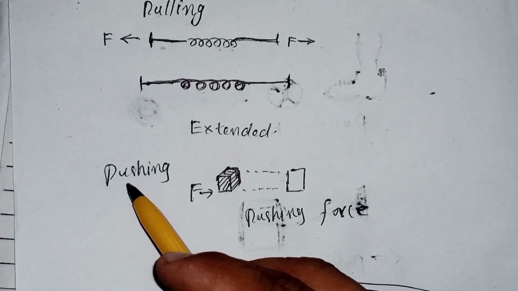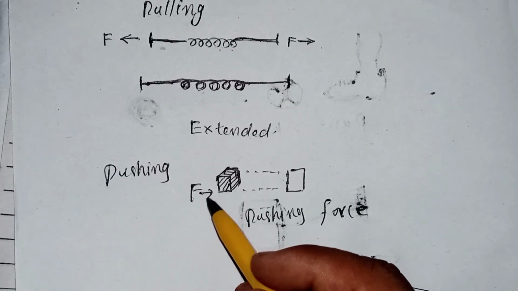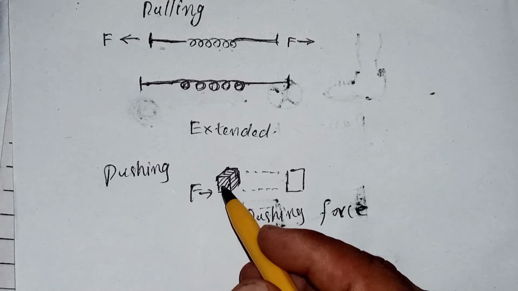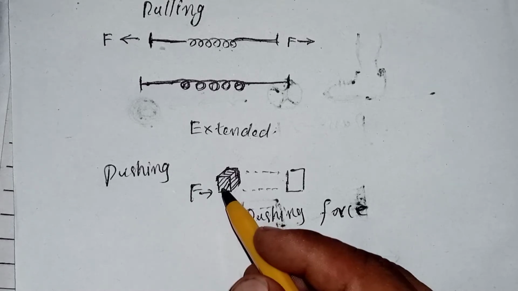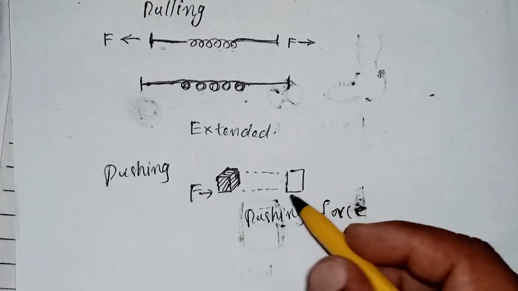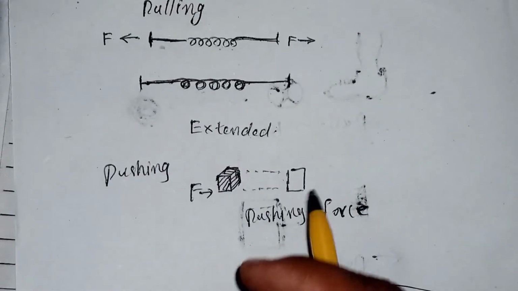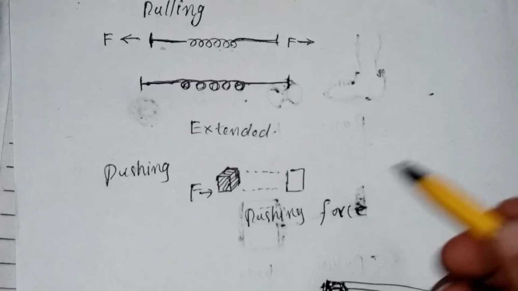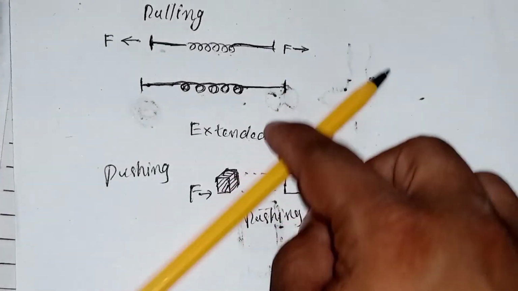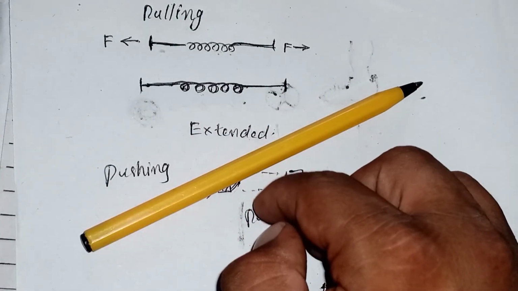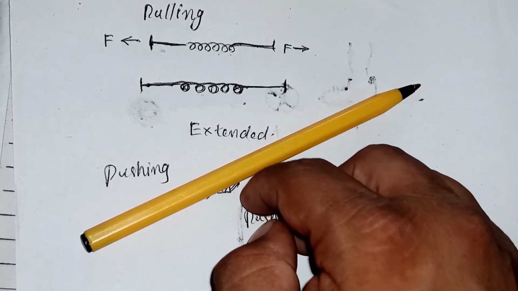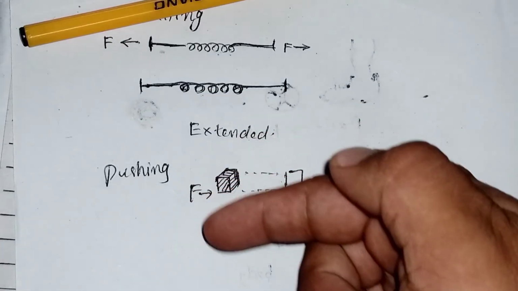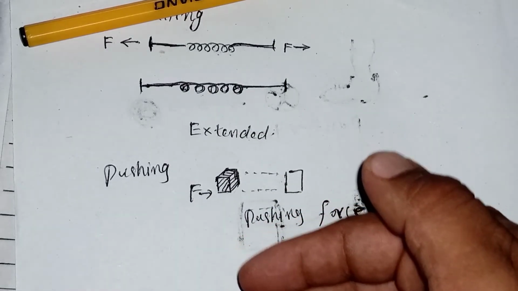Pushing: suppose this is a body, we apply the force, for example, we push the body and the body goes forward, then this action is known as pushing force. For example, this is a pen, we apply the force, it means I want to push the pen, so the pen goes forward, so this action is known as pushing.